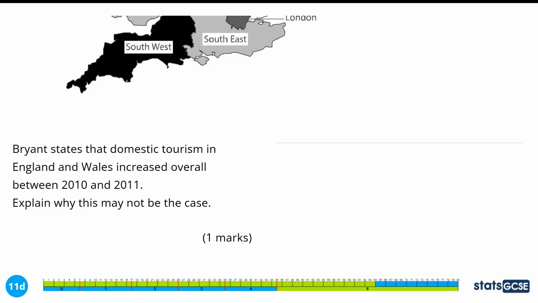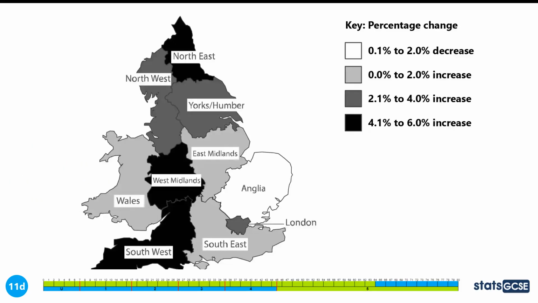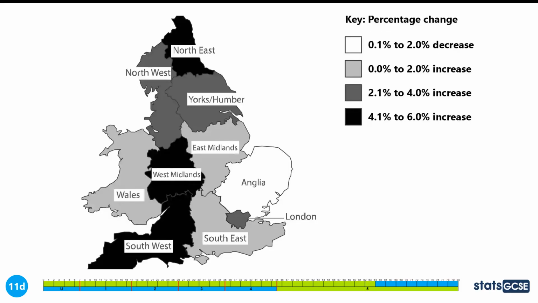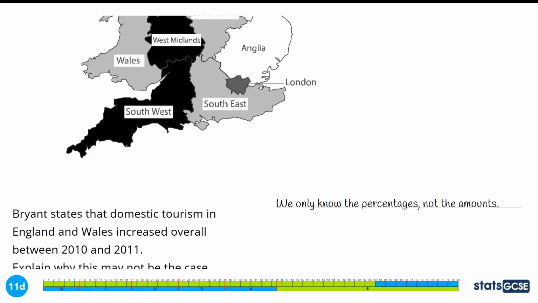Bryant states that the domestic tourism in England and Wales increased overall between 2010 and 2011. Explain why this may not be the case. Looking at the map, every single region apart from Anglia increased, and Anglia was the only one that decreased. So chances are there was an increase overall, but we're not given the amounts. It could have been Anglia decreased by 10 million and all the other regions added together only increased by 1 million. We don't know the amounts. So our answer needs to say that we only know the percentages, not the amounts.